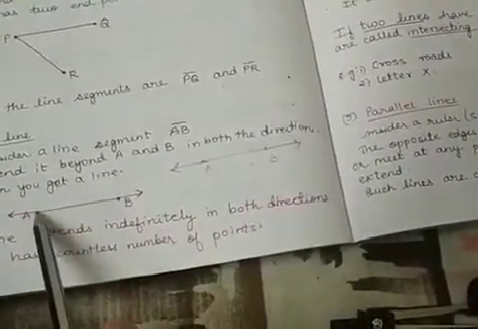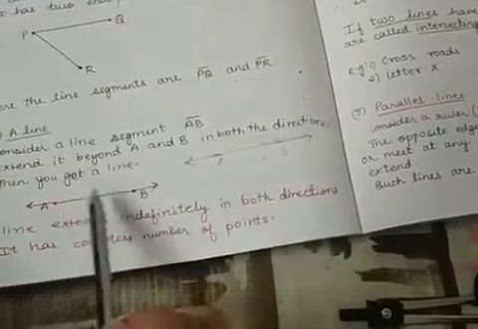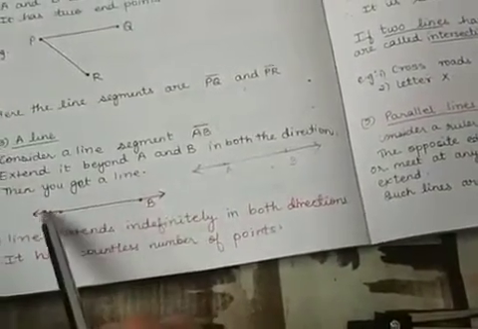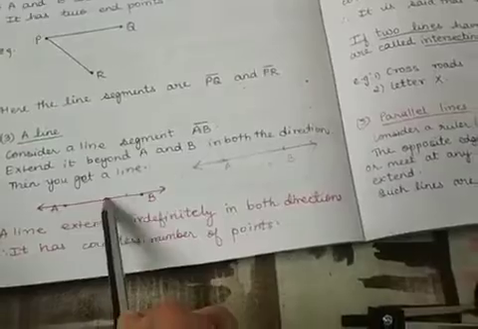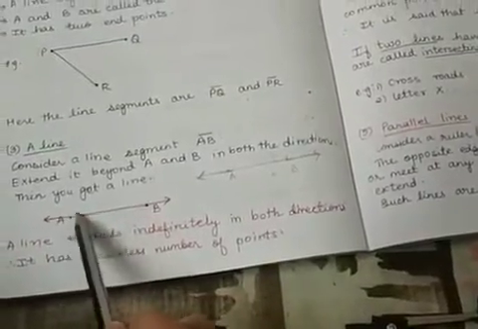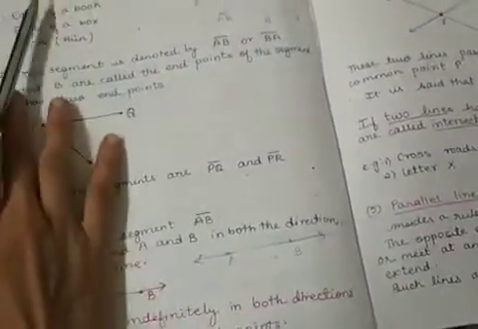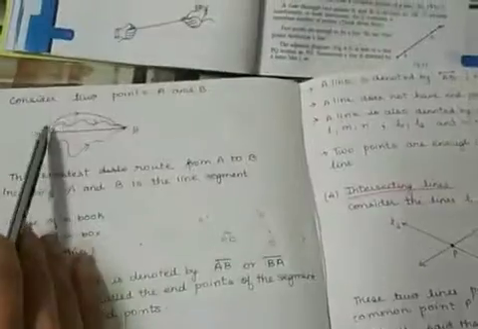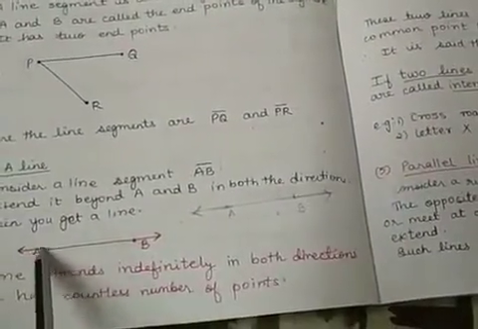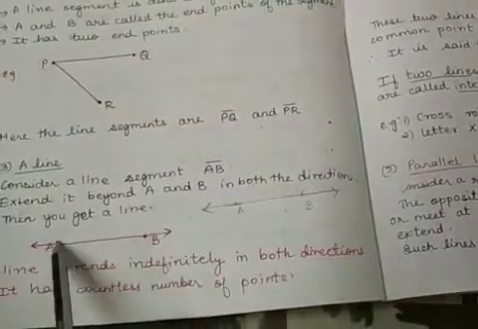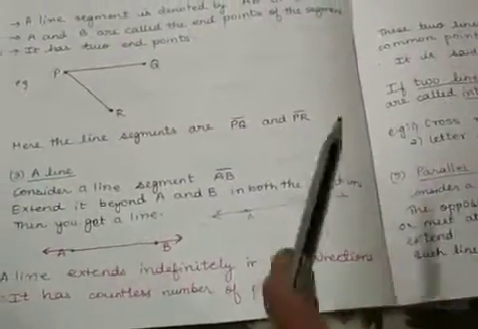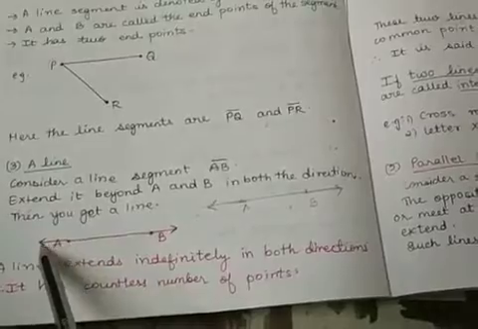So a line extends indefinitely in both the directions, and it is also made up of countless number of points. Now what is the difference between a line and a line segment? In a line segment you have 2 endpoints, whereas in a line, since it extends in both the directions, you don't know where it ends. So a line does not have endpoints.